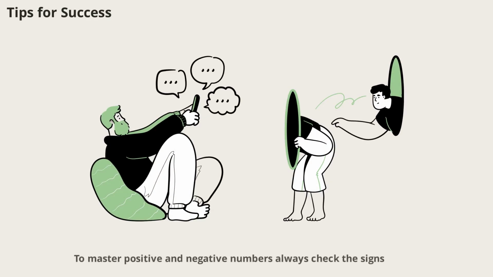To master positive and negative numbers, always check the signs, use the number line, and remember the rules for adding and subtracting. Practice with real-life examples to make the concept stick. With time, you'll find these problems much easier.